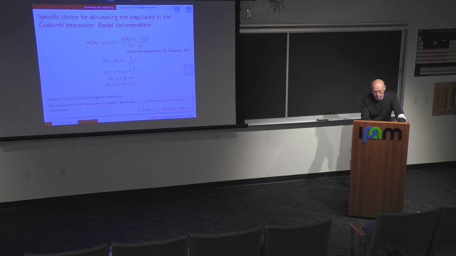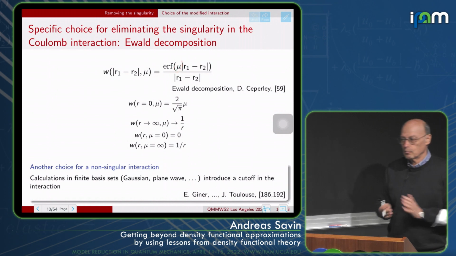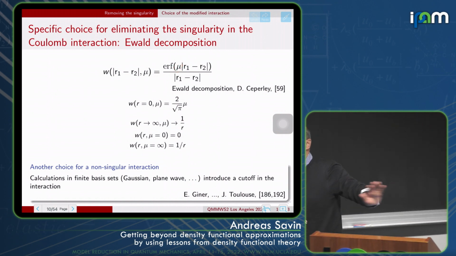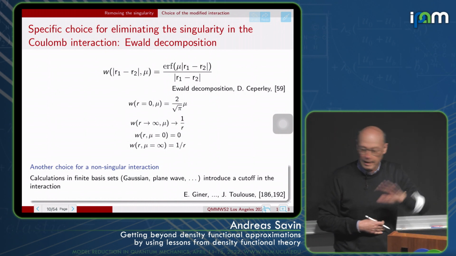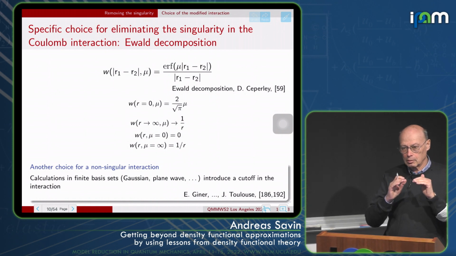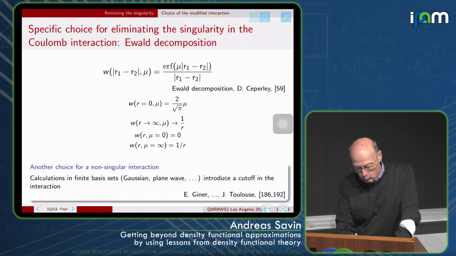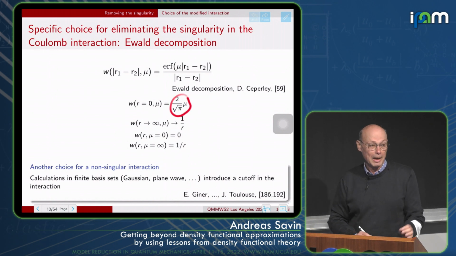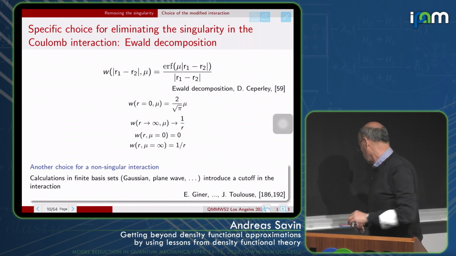So what are the properties of this interaction? Another important thing here, I have a parameter here, mu, which has nothing to do with the mu's that appear up to now. It's not a chemical potential, not a Lagrange multiplier, not a dipole moment. It is just a parameter which defines how the interaction behaves. So look a bit at this. If you take r equals 0, this interaction is simply 2 over square root pi times this parameter. So I shift the interaction first up and up and up.